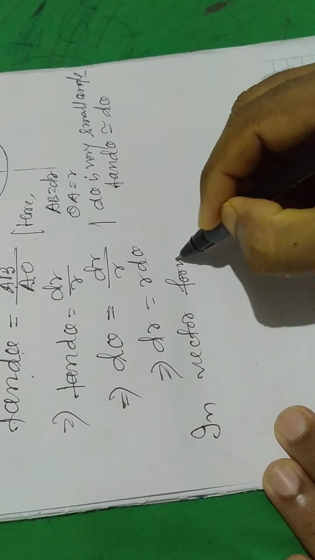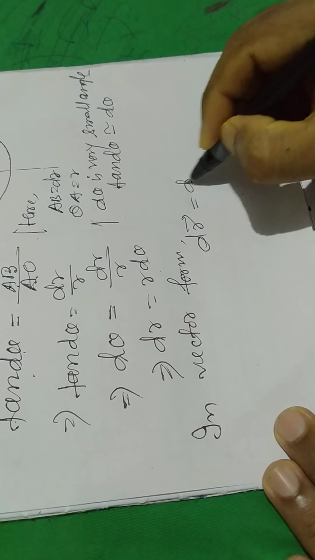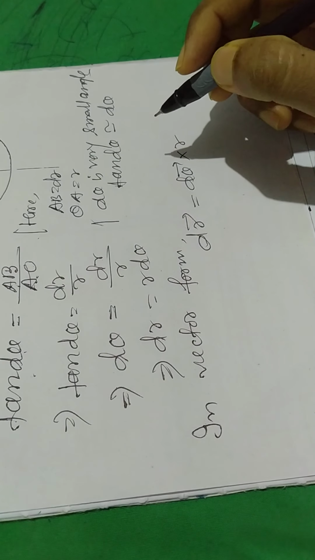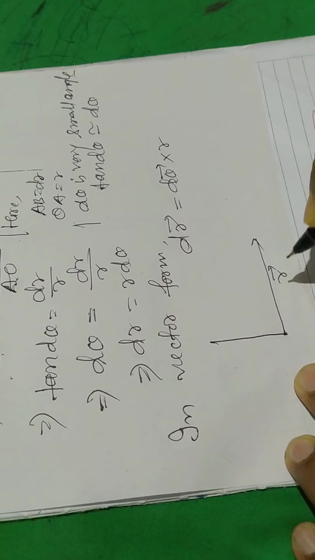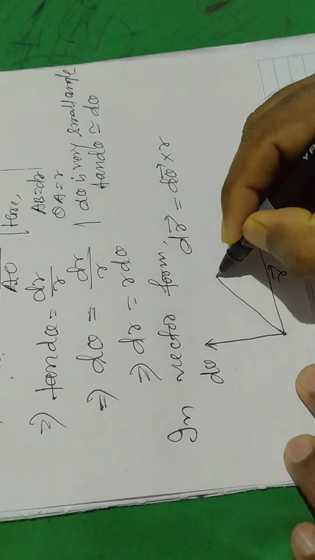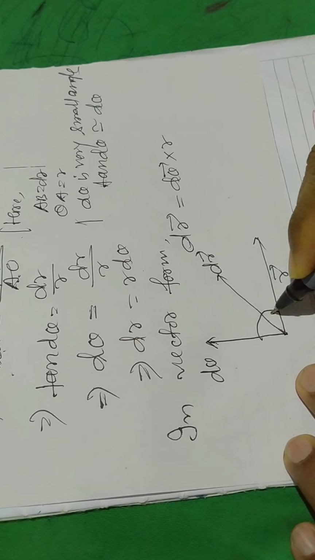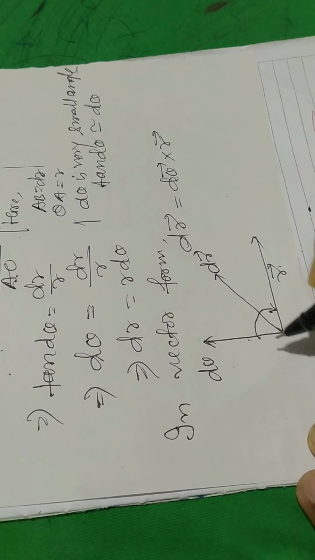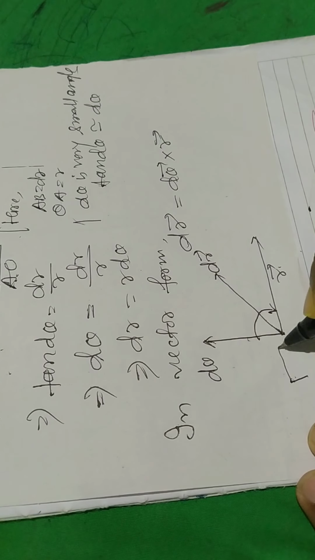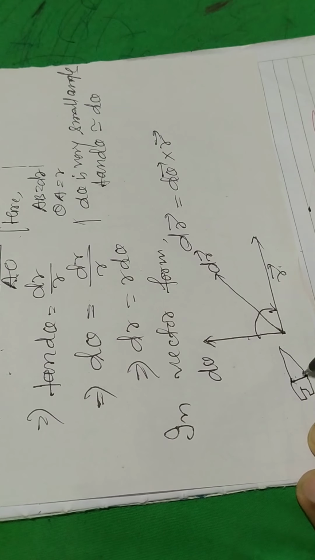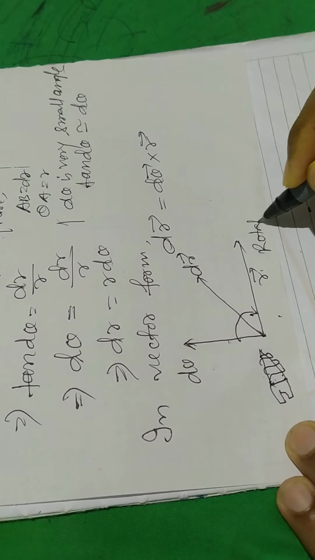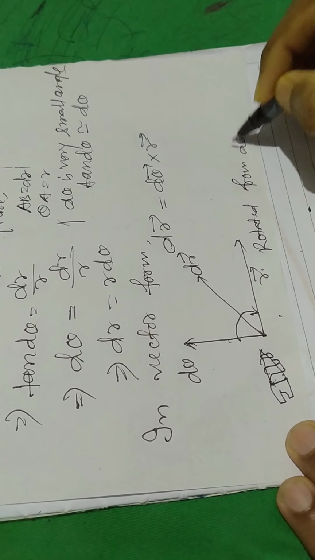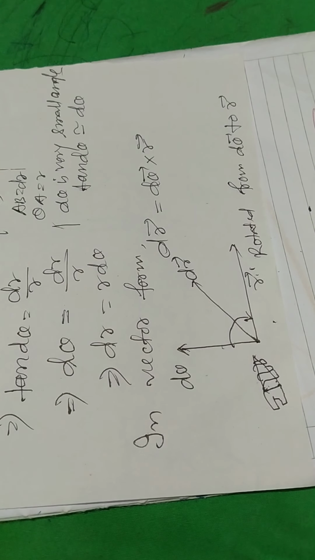In vector form, dr equals d theta cross R. If you draw the diagram, this is R, this is d theta, and this one is dr. So it is rotated from d theta to R, like turning a screw, in the direction from d theta to R.